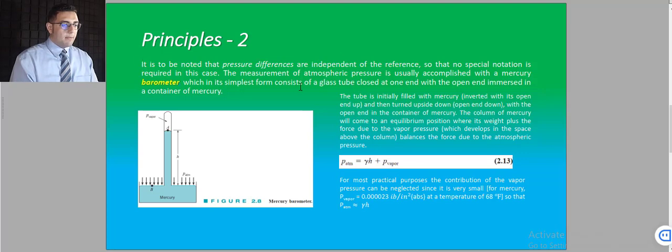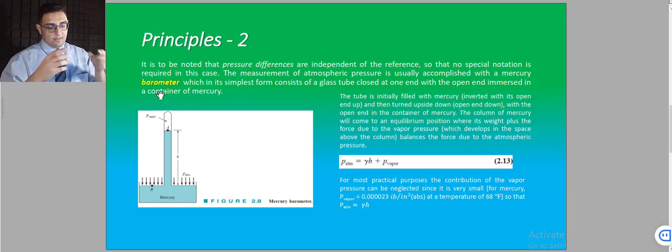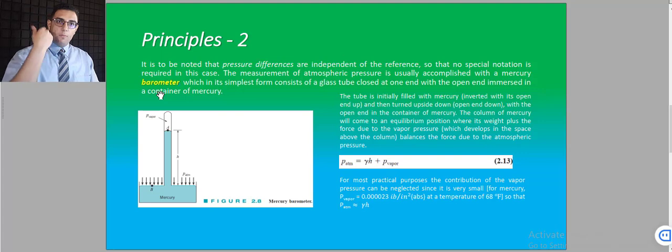We have a measurement instrument which is named the barometer. A barometer has mercury in it, in a tube. If we pour the mercury in a tube and turn it upside down into the bottle, the tube is going to be filled with the mercury until it reaches balance. The balance is gained by the weight force and the pressure of vapor, which is here.